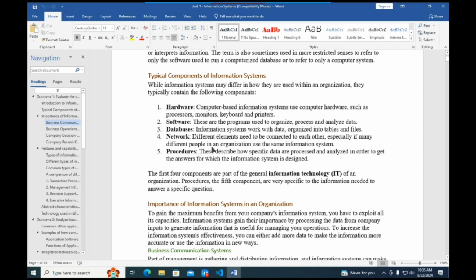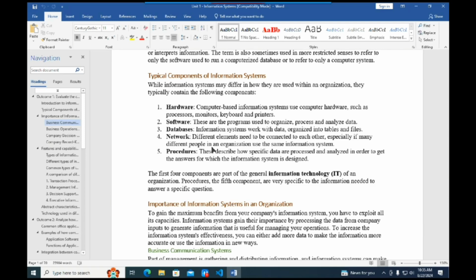Then databases. When we talk about databases, we are talking about data that is organized into tables and files. So this is actually a component that we use to organize and store data, and then we can retrieve the data later.